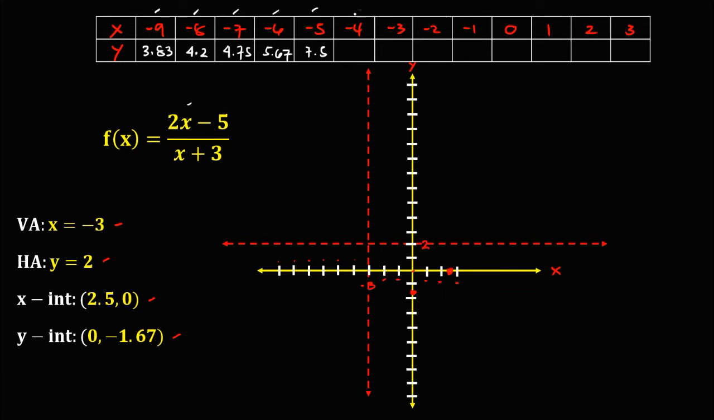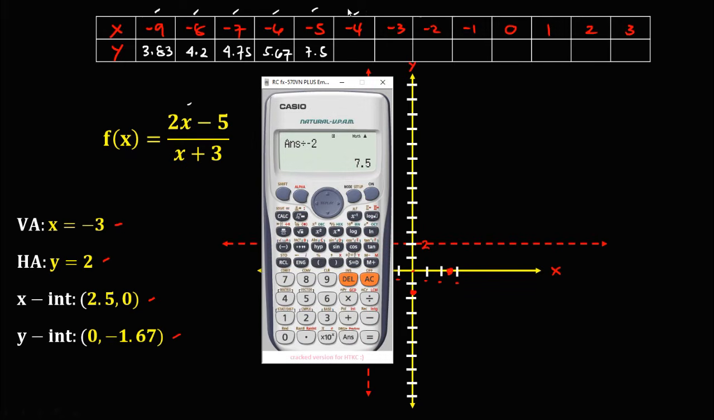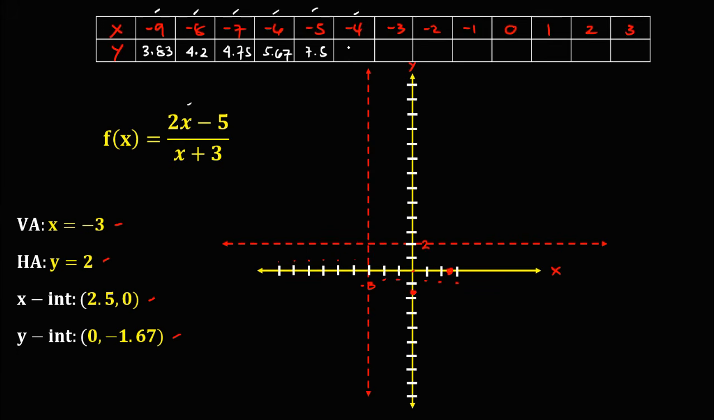Then for x equals negative 4, we have 2 times negative 4 equals, then minus 5 equals, then divide. So negative 4 plus 3, that's negative 1. So therefore divide by negative 1. That's positive 13. So this one is 13.